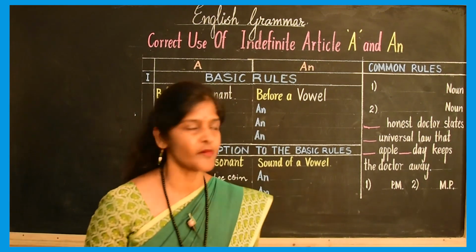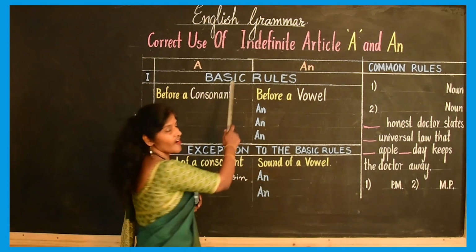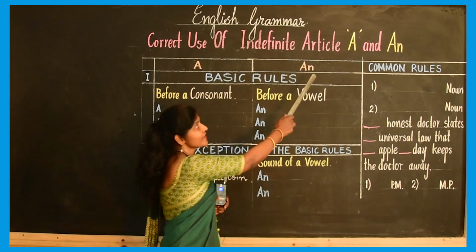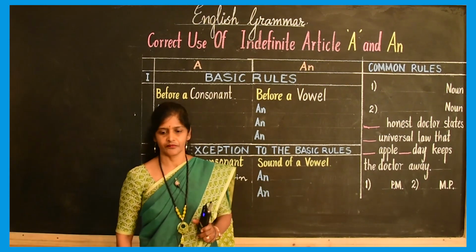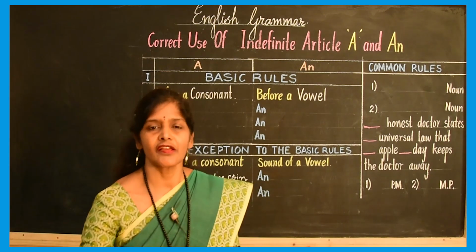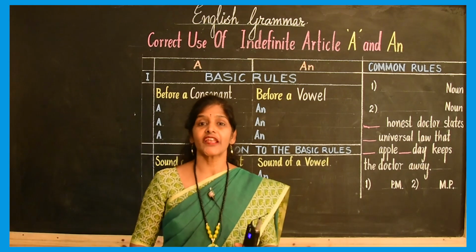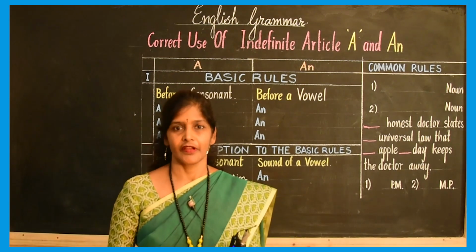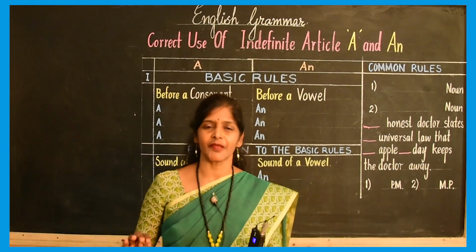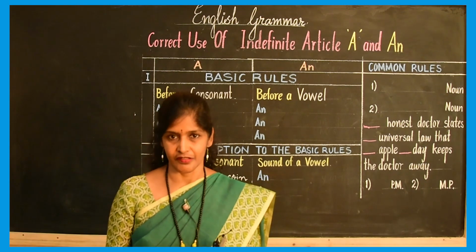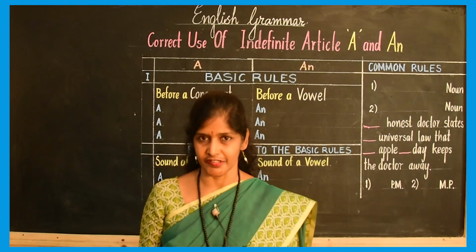So here I am with the topic: correct use of indefinite articles a and an. In English, the articles a and an can be compared to the limbs of the body, which give a proper shape to any given sentence. So now you know how important it is.